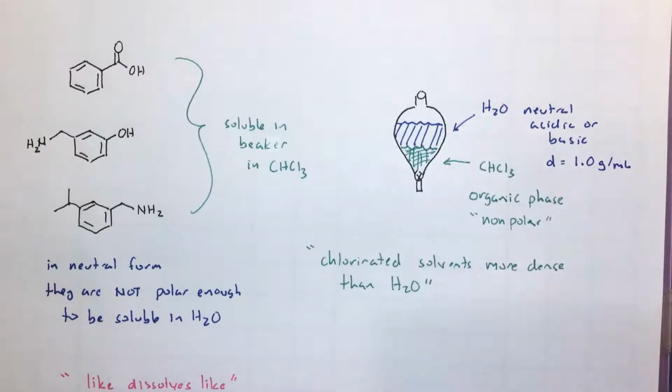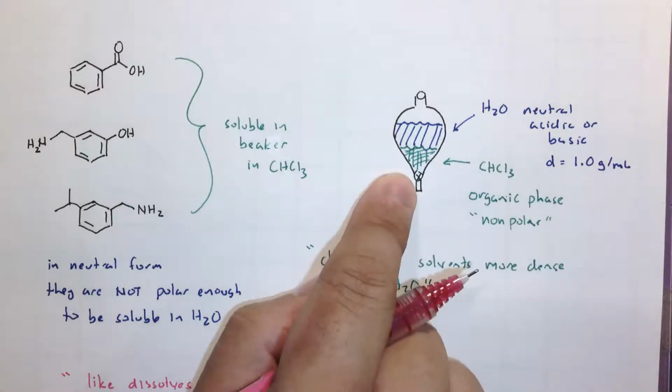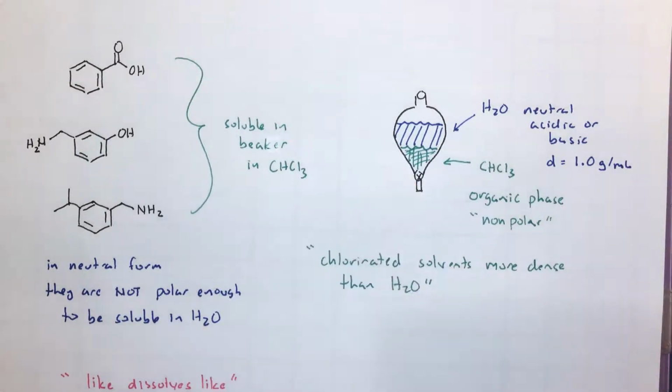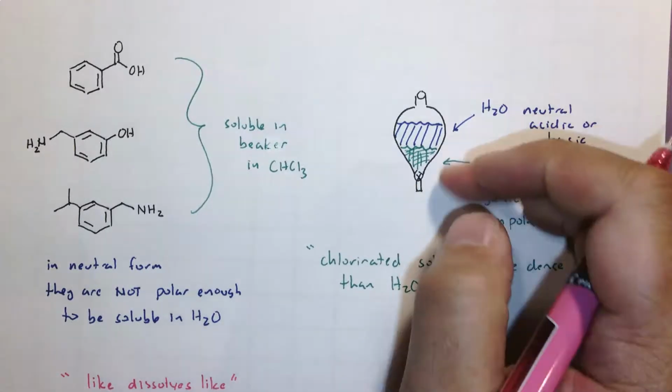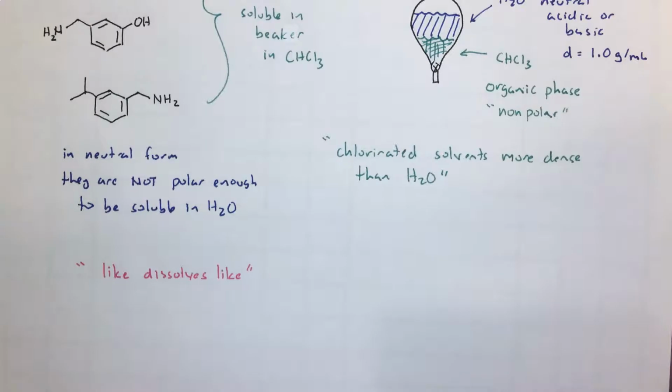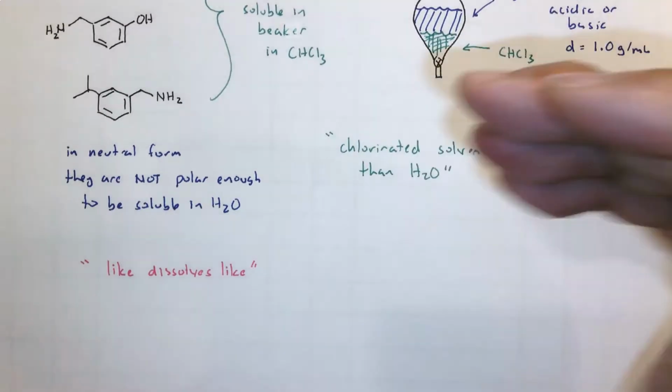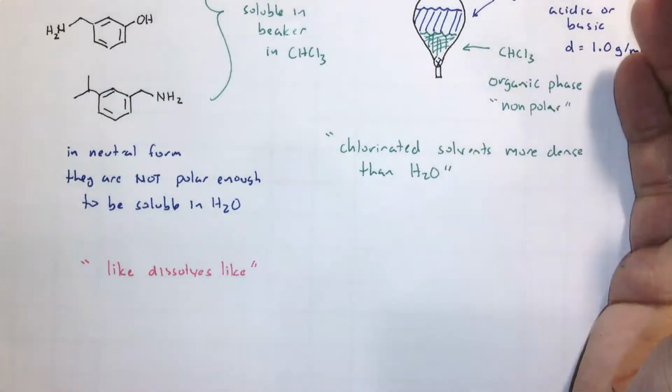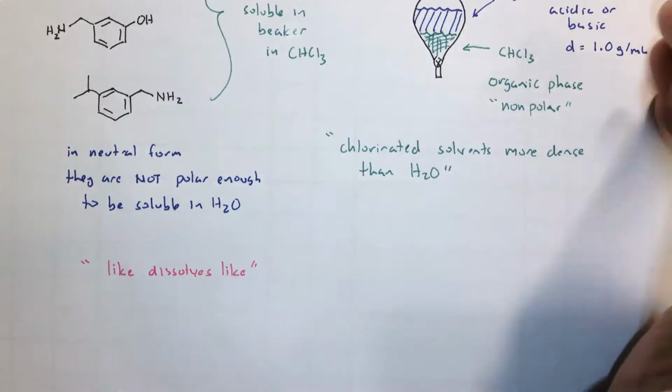Now it's not going to be a complete separation. It's not going to be 100% into water and 0% into chloroform. It'll be some partitioning, maybe 95% to 5%. But molecules typically have a preference, whether they are soluble in organic solvents or aqueous solvents.